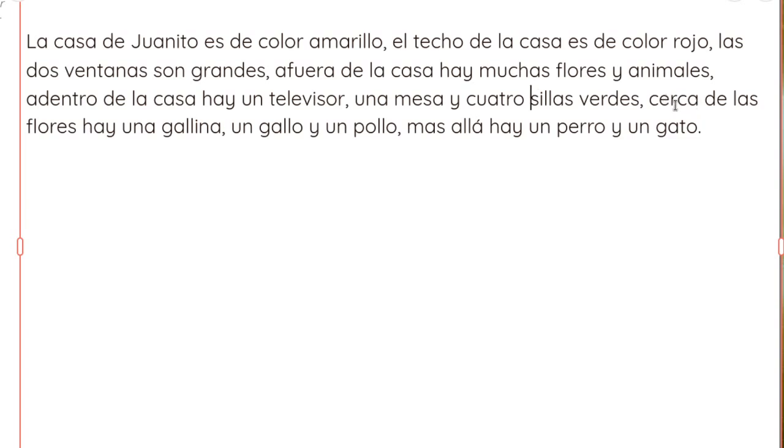Cerca, near, we saw it, this one too, de las flores hay una gallina. We saw this, there's a hen, un gallo, a cock, y un pollo, a chicken. Más allá, over there, or furthermore, or further, there is a dog and a cat. Further, there is a dog and a cat.